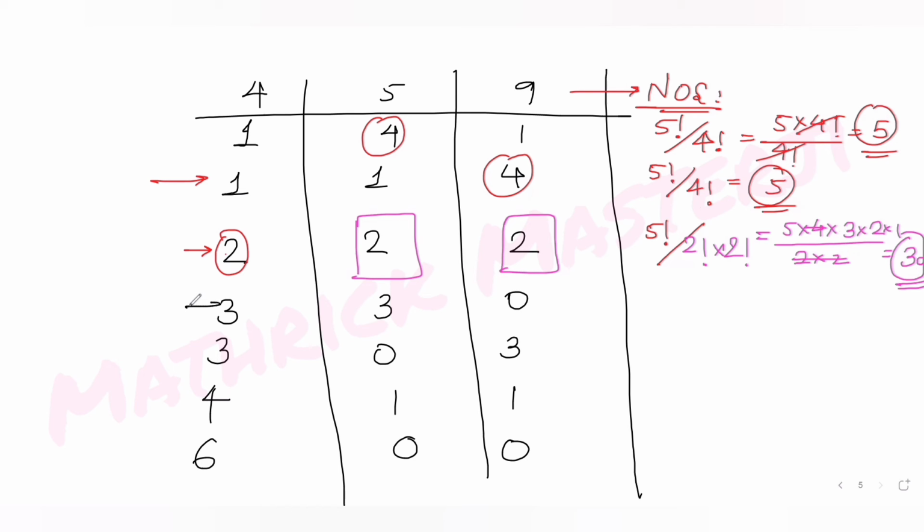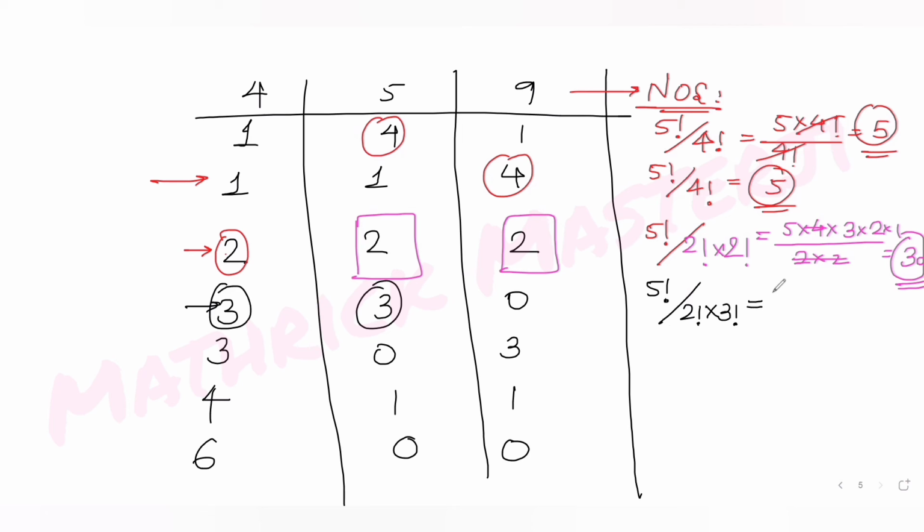Next one. For the next case, you have placed 1 4, but you are placing additionally 5 factorial divided by, you are placing additionally 2 more 4s. So you are dividing by 2 factorial. And here you are placing 3 5s repeatedly. So you are dividing by 3 factorial as well.